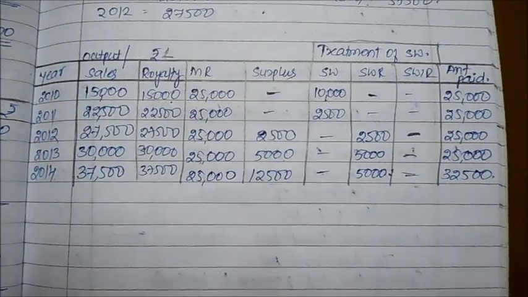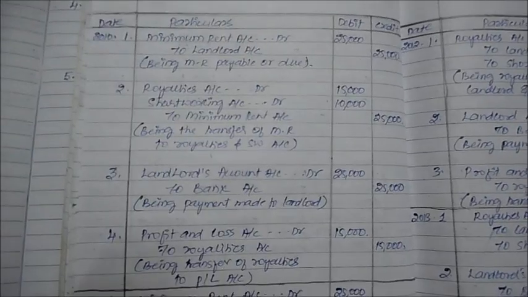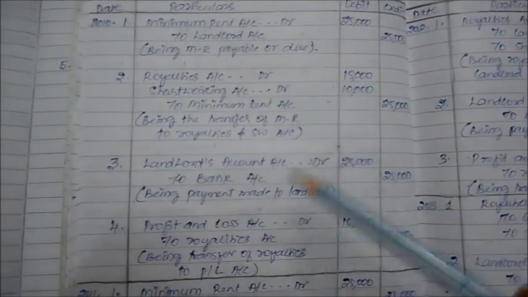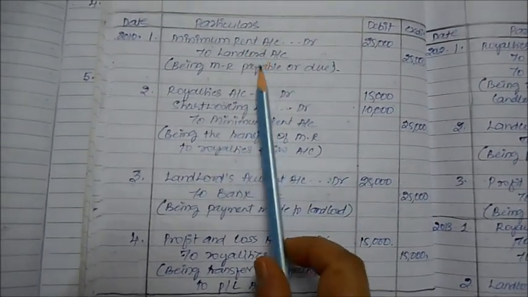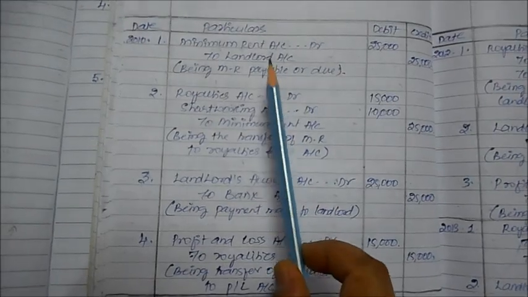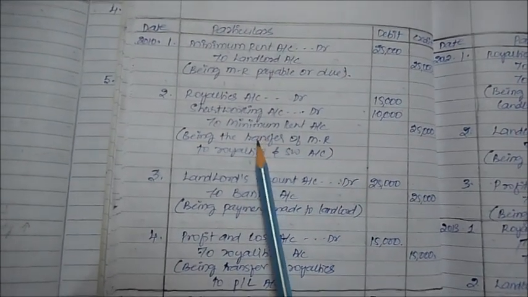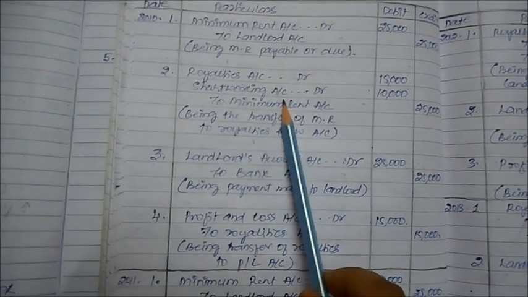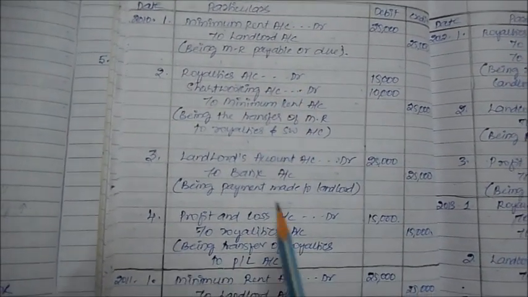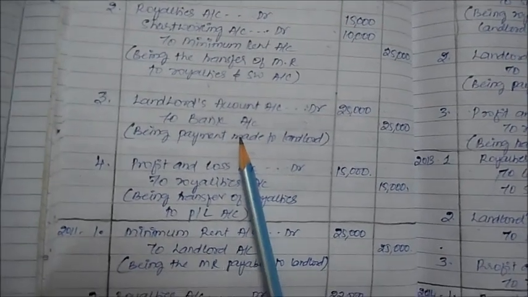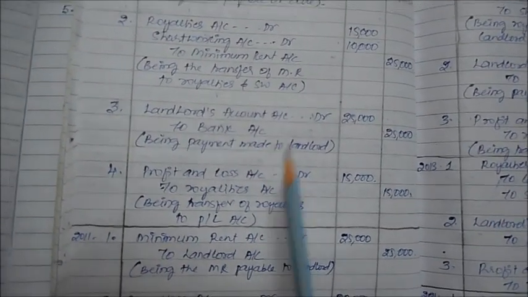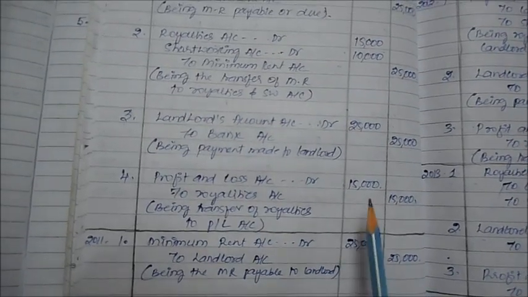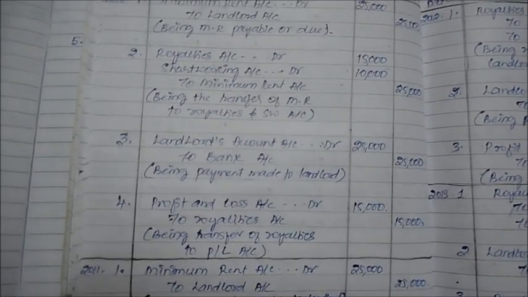So let us start writing the journal entries. When minimum rent is more than the royalty, in the first situation, firstly we record the royalty where minimum rent is more than royalty. Secondly, we show the division of how minimum rent includes royalty and short working, and the total amount is transferred to the landlord's account, that is 25,000. Lastly, in order to close the royalties account, we transfer it to the P&L account as 15,000.